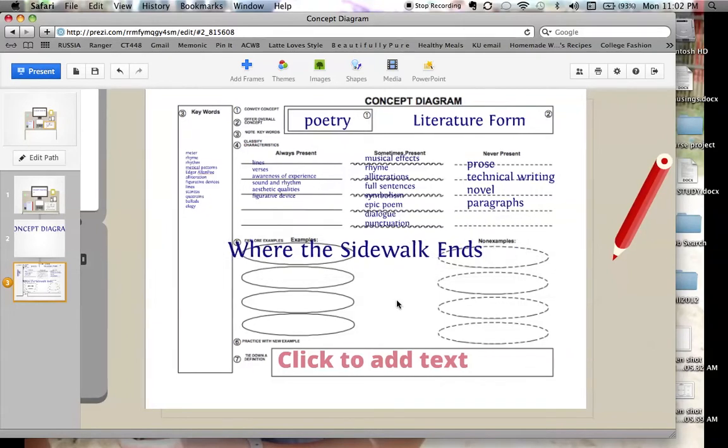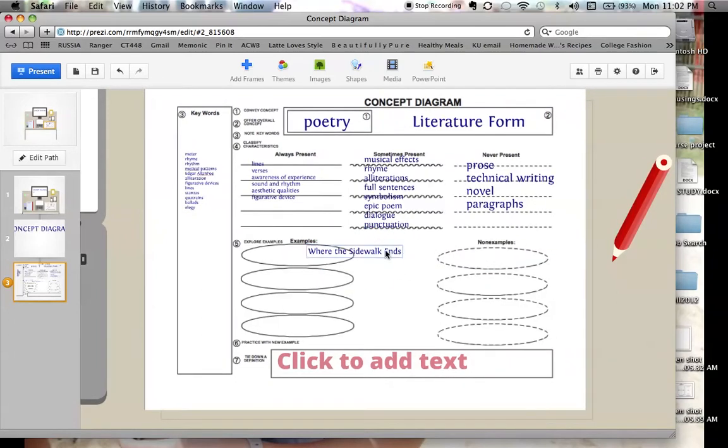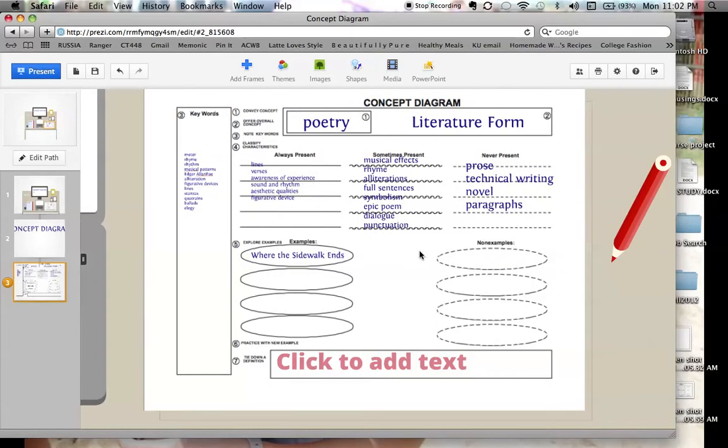And it was personally one of my favorite poems. It has a lot of musical qualities to it, a little bit sing-songy, and students will automatically recognize this poem. So a non-example that's similar, we'll say a children's story such as Goldilocks and the Three Bears. That is not a poem.